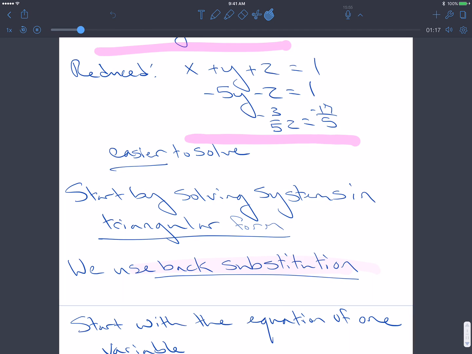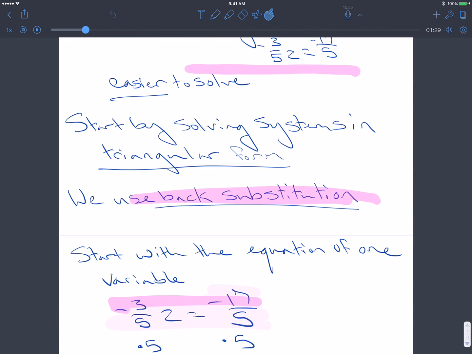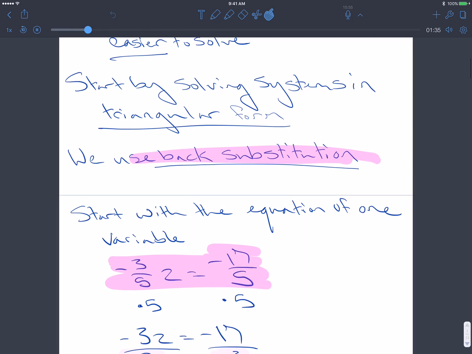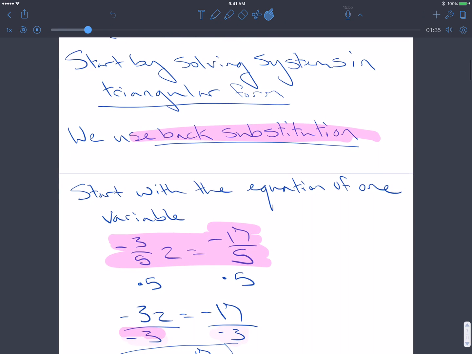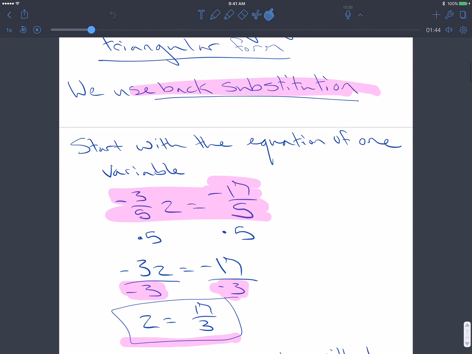In order to solve a system that is already in triangular form, you just use back substitution, which is a lot like what we did when we did the substitution method. You start with the equation that only has one variable and solve for it. So for us, that was negative 3/5 z is equal to negative 17/5. And so if I multiply both sides by 5, that becomes negative 3z is equal to negative 17. So I divide by negative 3. And then I have that z is equal to 17/3.